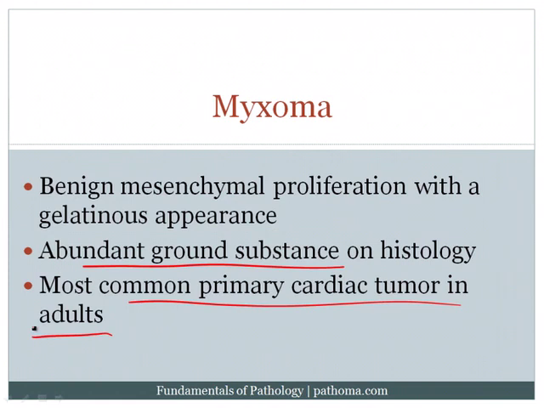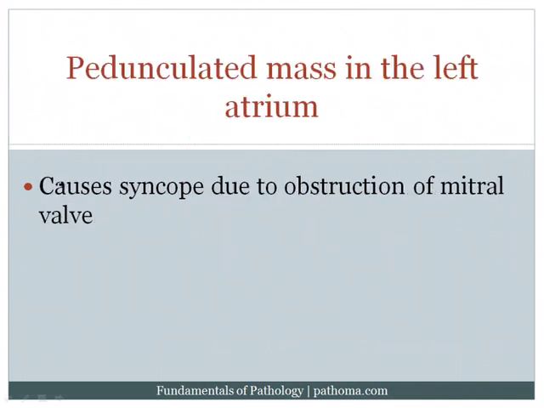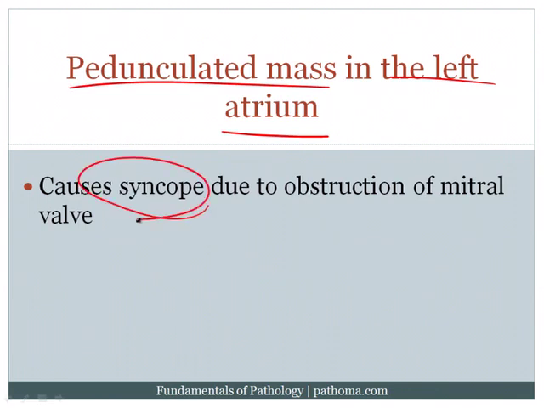Remember that in adults, the cardiac myocytes are permanent cells, and so therefore they're not going to be able to produce a tumor. So the only real tumor of the heart that you're going to get is going to be a tumor of the mesenchymal connective tissue. Again, that's called a myxoma. Now this tumor normally grows in the left atrium as a pedunculated mass, and it can cause syncope due to obstruction of the mitral valve.